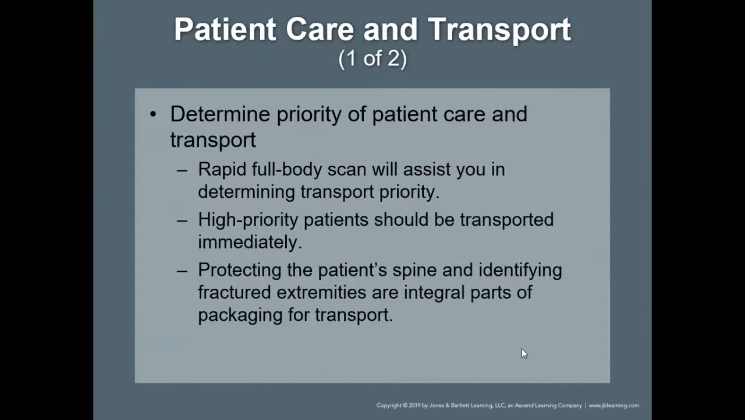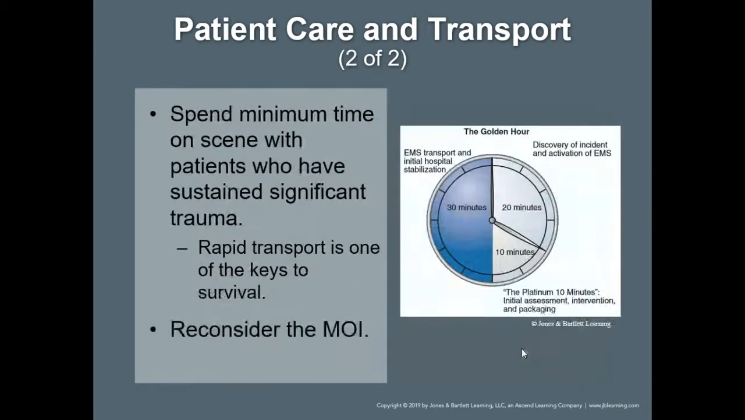Now, after we've completed our ABCDEs, we should know what is the priority in terms of patient care and transport. So determine the priority of patient care and transport. Rapid full body scan will assist you in determining transport priority. High priority patients should be transported immediately. Protecting the patient's spine and identifying fractured extremities are integral parts of packaging for transport.